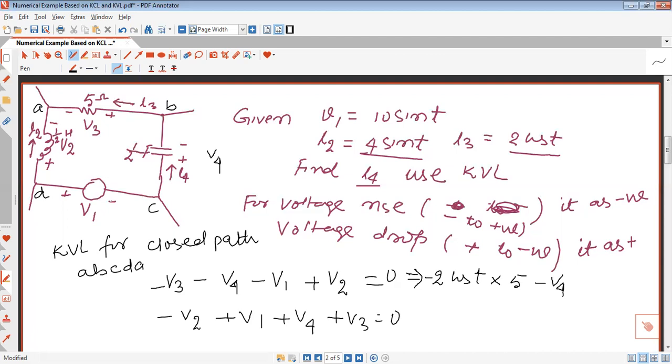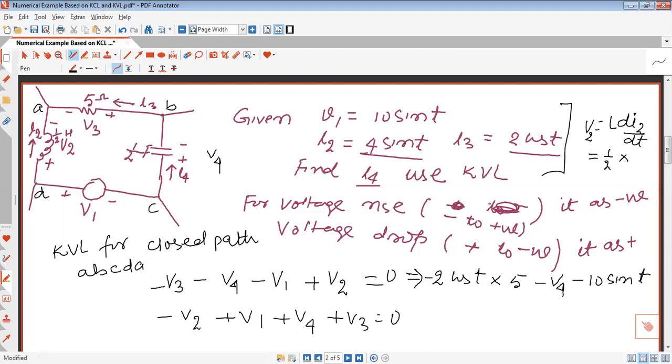Now I am coming here: minus V1. V1 is given as 10 sine t, so minus 10 sine t. Now I am coming here to V2. V2 is not given directly, I2 is given. So it is the voltage in the inductor, which is L di by dt. Here the inductance is 1 by 2, and I2 is given as 4 sine t.